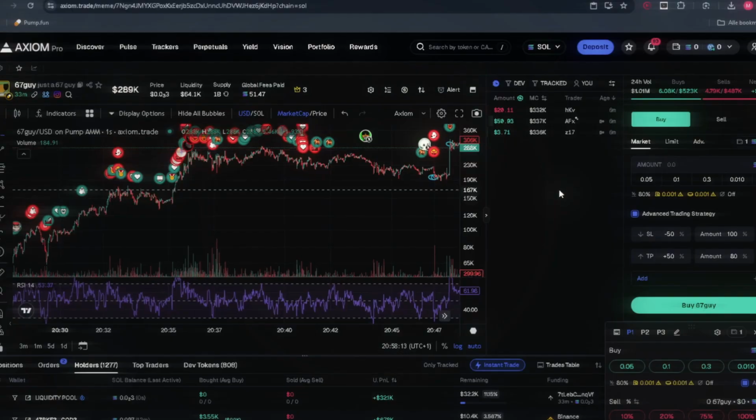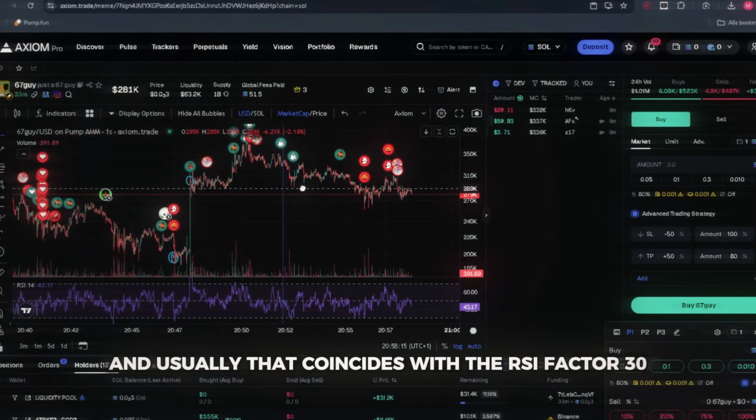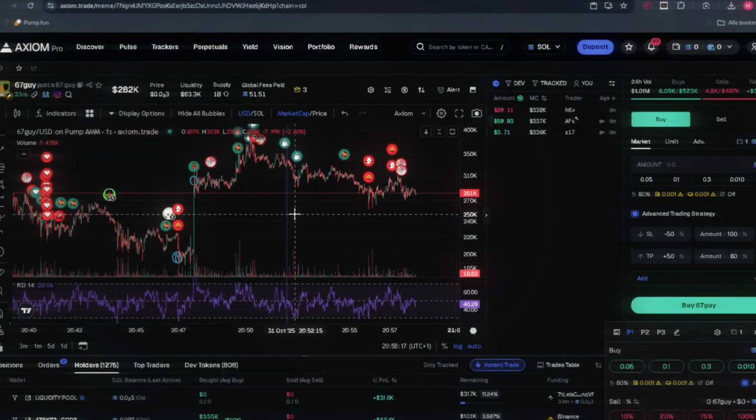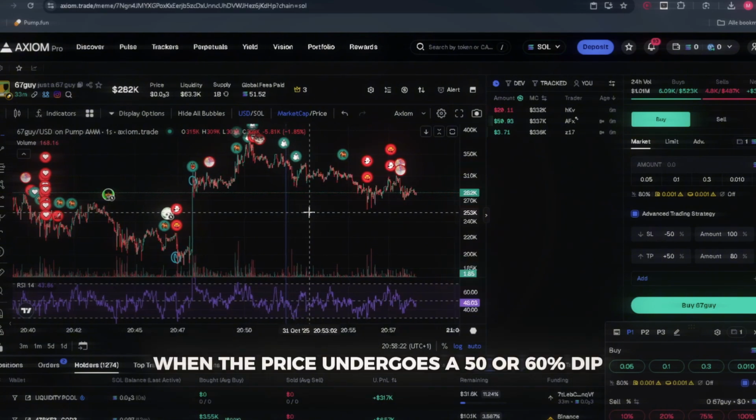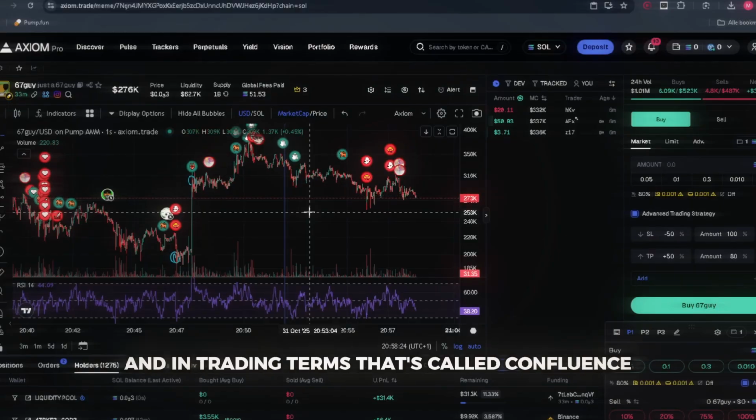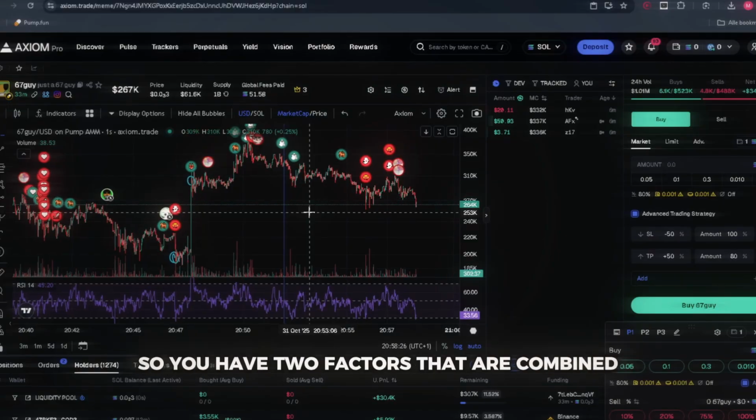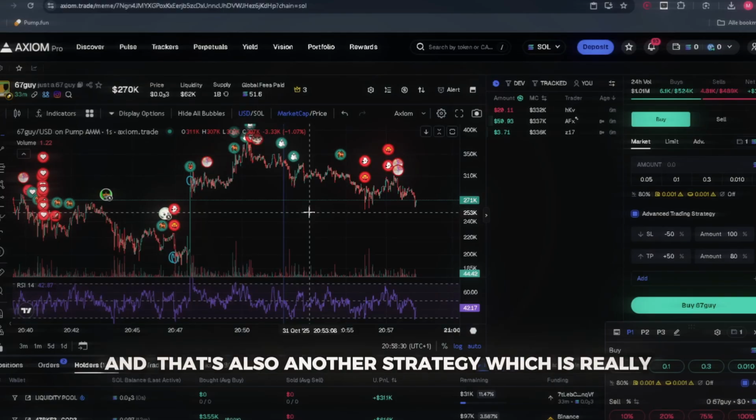Usually that coincides with the RSI factor 30 when the price undergoes a 50 or 60% dip, and in trading terms that's called confluence. So you have two factors that are combined, and that's also another strategy which is really helpful.